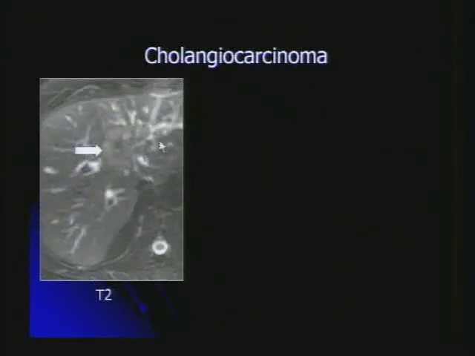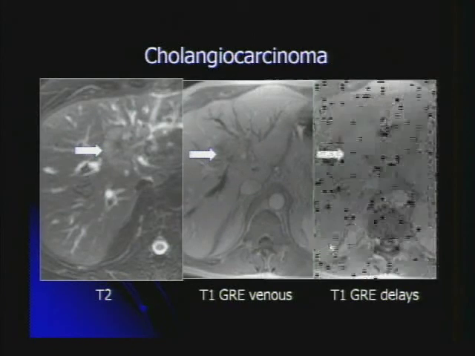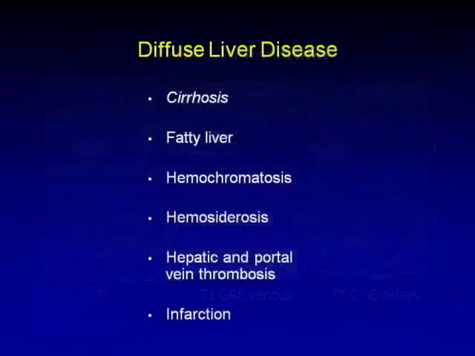This is a T2-weighted image, fat suppressed. You see this subtle, ill-defined mass in the center of the lesion. The GAD images I find most helpful for looking for duct dilatation. So again, you can see there's dilated ducts and this central ill-defined lesion. On the delayed images, you can see subtle enhancement of the tumor. So characteristic cholangio.